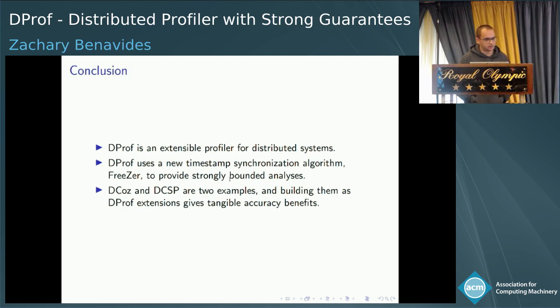Okay, so in conclusion, DProf is an extensible profiler for heterogeneous distributed systems, which uses a new timestamp synchronization algorithm called freezer to provide the strongly bounded analyses that it requires. We showed two examples of extensions to DProf, DCause and DCSP, and we used them to evaluate the accuracy of DProf and show that DProf is able to give you strongly bounded, accurate analyses at a very moderate increase in execution cost for the timestamp synchronization.